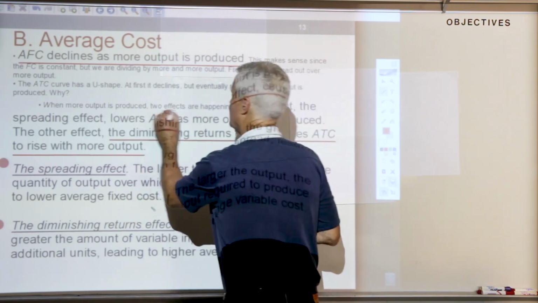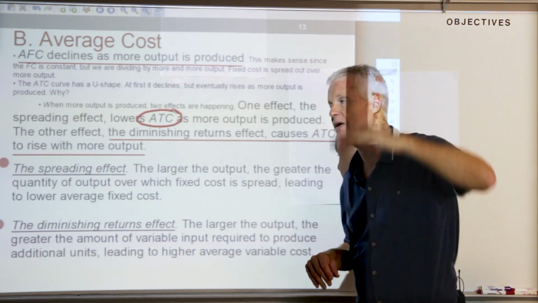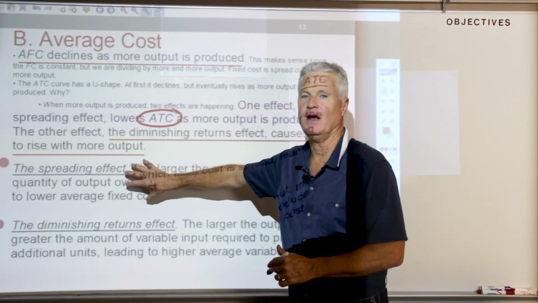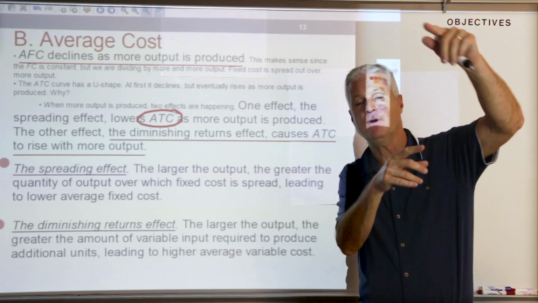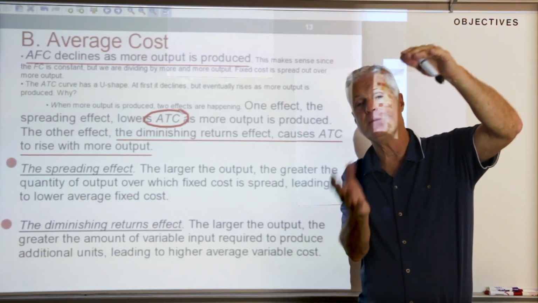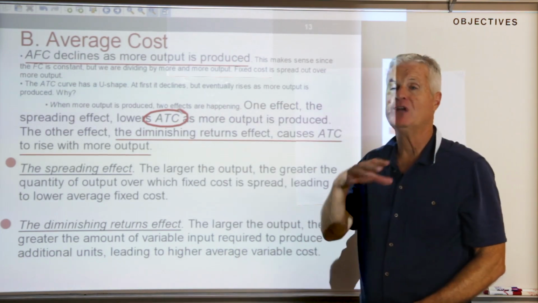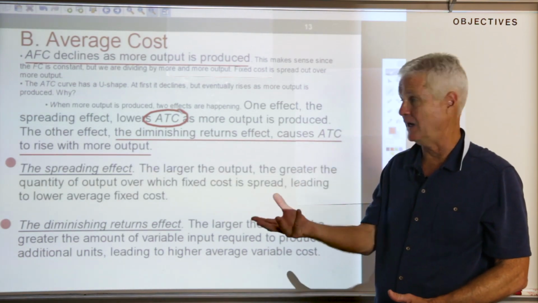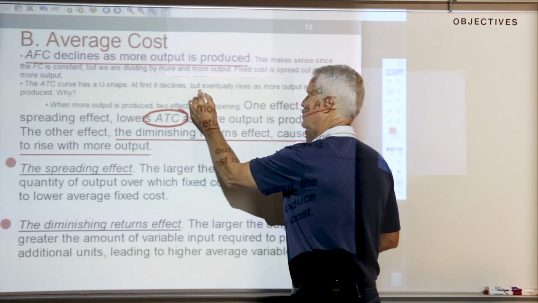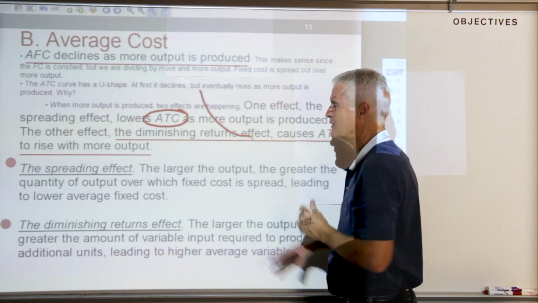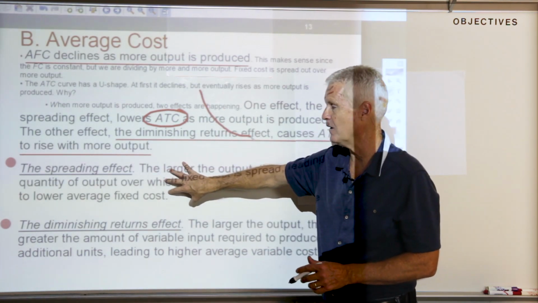Okay, we're talking about average total cost. Average total cost drops readily because of fixed cost and the spreading effect. That's the 400 divided by 1, 400 divided by 2 is 200, 400 divided by 4 is 100. Fixed costs are going down really quickly, changing much more than variable costs are changing. And so we end up with average total cost, this U shape, going down like this, primarily due to the spreading effect of fixed cost.